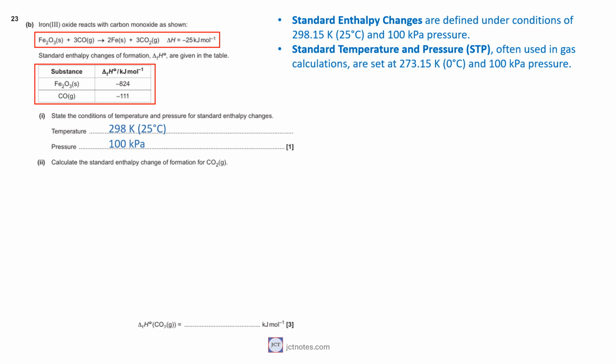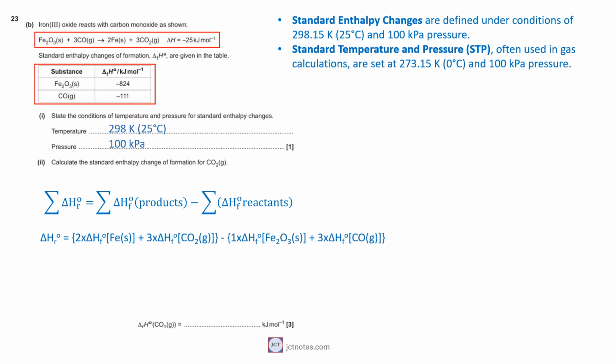In the second question, we are asked to calculate the standard enthalpy change of formation for carbon dioxide gas. The enthalpy of a chemical reaction is given by the difference between the enthalpy of formation of the products and the enthalpy of formation of the reactants. For the given equation, the enthalpy of the reaction is going to be the result of adding 2 times the enthalpy of formation of the iron and 3 times the enthalpy of formation of the carbon dioxide, and subtracting from this number the result of adding the enthalpy of formation of iron oxide with 3 times the enthalpy of formation of carbon monoxide.